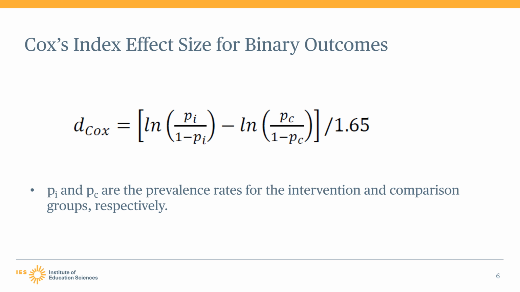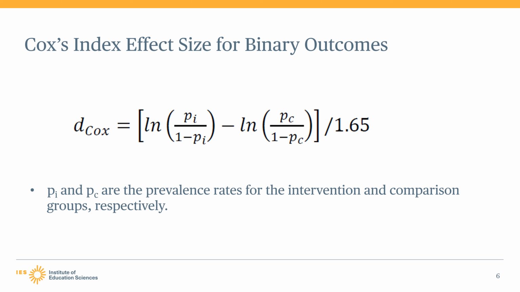For continuous outcomes that have been dichotomized, and for truly binary variables, that is, for outcomes with only two possible categories, the WWC uses a version of the Cox index to calculate impact estimates. The Cox index is designed to produce an effect size measure that is comparable to Hedges G. As shown on this slide, the formula for the Cox index includes the natural logarithm, written as ln, as well as the odds observed in each group.